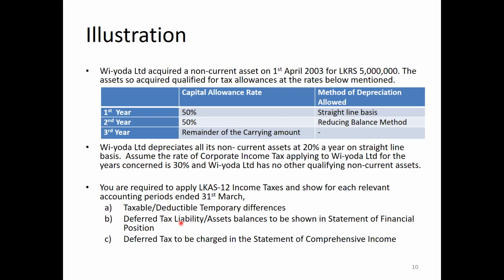And the deferred tax liability or asset balances are to be shown in the statement of financial position, and the deferred tax to be charged in the statement of comprehensive income. But we will work this out.